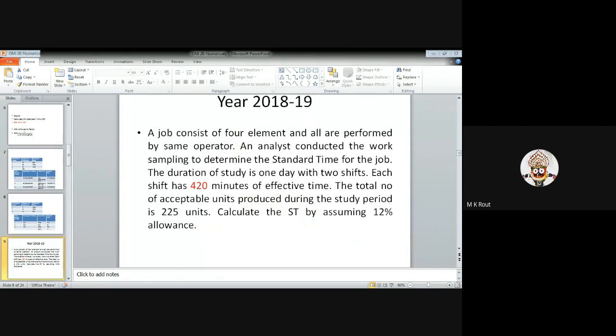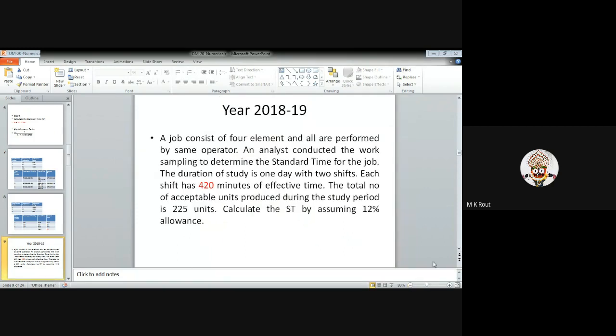This is the problem statement which is given as a homework. Read the questions and try to understand them. A job consists of 4 elements and all are performed by the same operator. An analyst conducted work sampling to determine the standard time for the job. The duration of the study is 1 day with 2 shifts, and each shift has 420 minutes of effective time. The total number of acceptable units produced during the study period is 225 units. Calculate the standard time by assuming 12% allowance.